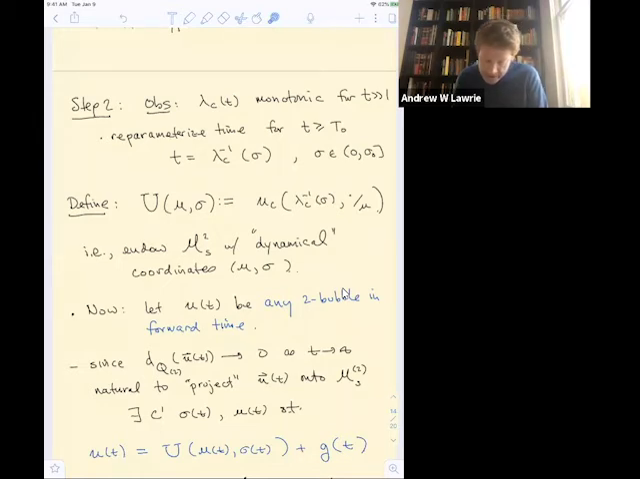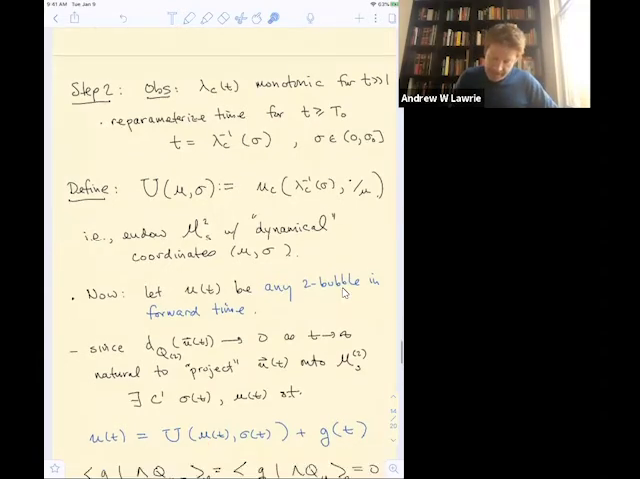And now let u be any other two bubble in forward time, so any other solution that decouples into it, as in the definition of a strongly interacting two bubble tower. What this means is the distance to this ideal critical point at infinity tends to 0. And then it's natural to project u onto the stable manifold. So I can find functions sigma(t) and mu(t), where I write u(t) equal to capital U, my constructed solution in these new coordinates mu and sigma, plus an error.